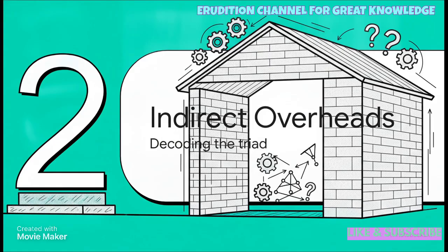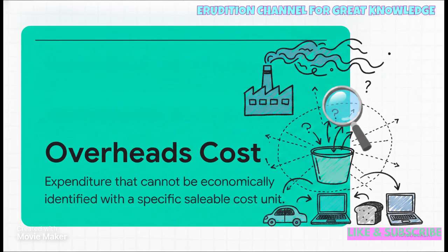Let's move on to Section 2, Decoding indirect overheads. Okay, so according to CMA official terminology, an overhead cost is an expense that just isn't economically identifiable with a specific saleable cost unit. Basically, because you can't easily trace these costs directly to one single product, we call them indirect costs. They're common to several products or activities, and so they have to be apportioned. It's like trying to figure out exactly how much electricity went into making one specific pen out of a million. You just can't do it directly.